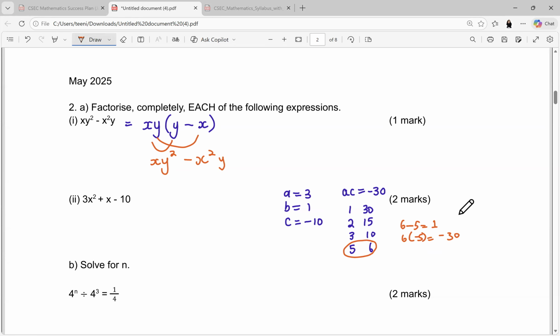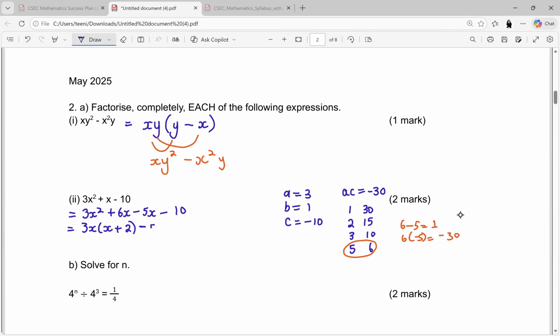So once you've identified your factors, you rewrite the expression, replacing your bx term, using those two factors. So it will be 3x squared plus 6x minus 5x minus 10. And then you just factorize by grouping here. Factorizing by grouping means that you factorize these two terms and then these two terms. So the common factor between 3x squared and 6x is 3x. 3x into 3x squared is x. 3x into 6x is 2. Bring down this minus sign.